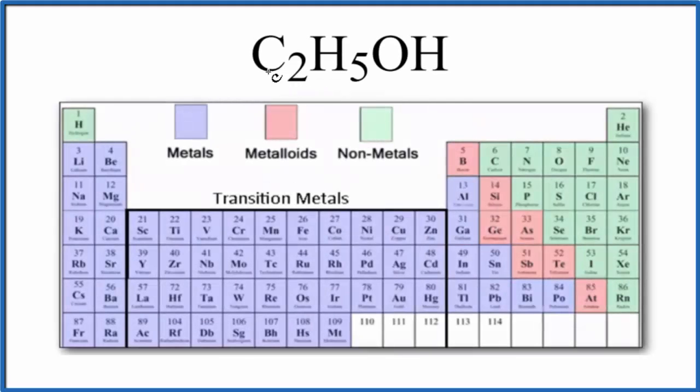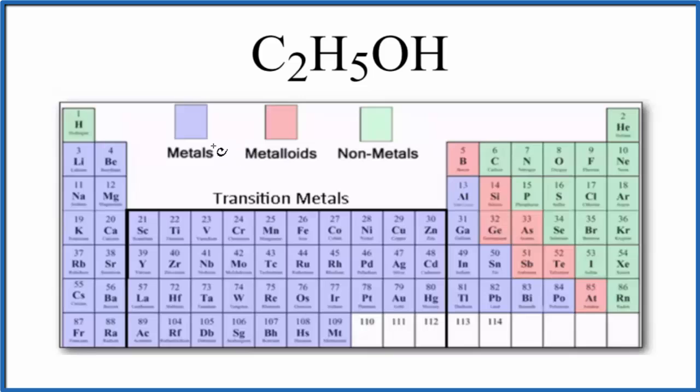The question is whether C2H5OH is ionic or covalent. This is ethanol. So we have carbon, hydrogen, and then this OH group here attached to this hydrocarbon here. The OH tells us that this is an alcohol. So ethanol, is it ionic or covalent?